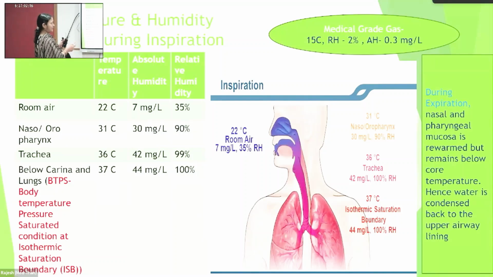So during expiration again, there will be nasal and oral pharyngeal mucosa rewarmed, but it will be below the core temperature and water will be condensing back to the upper airway lining. So this mechanism of conditioning of the respiratory gas in the normal respiratory tract helps in warming and humidification, and proper mucociliary function will be present.